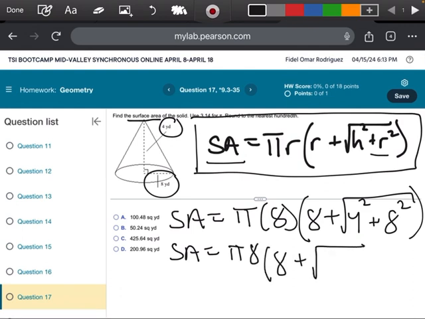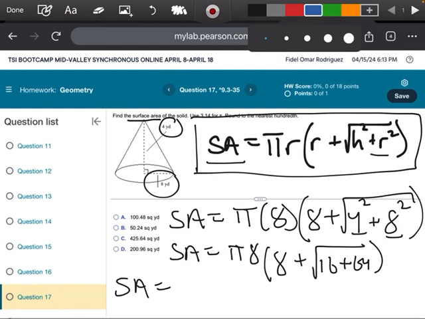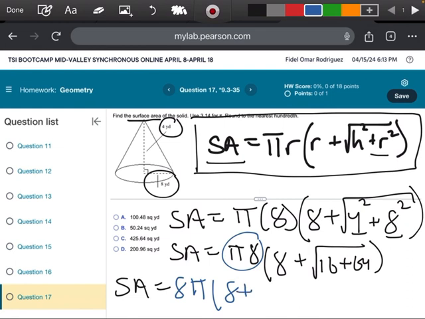plus the square root, let's see, 4 squared is 16, 8 squared is 64, and let's just keep working here. So I'm going to call this 8 pi right here, instead of pi 8. And then 8 plus, let's see, 16 and 64 should be the square root of 80. At this point, I'm going to start using my calculator. First I need to go through order of operations. I've got to figure out what's 8 plus the square root of 80.